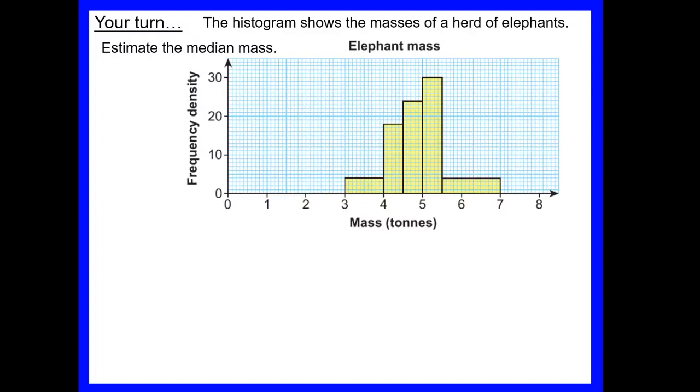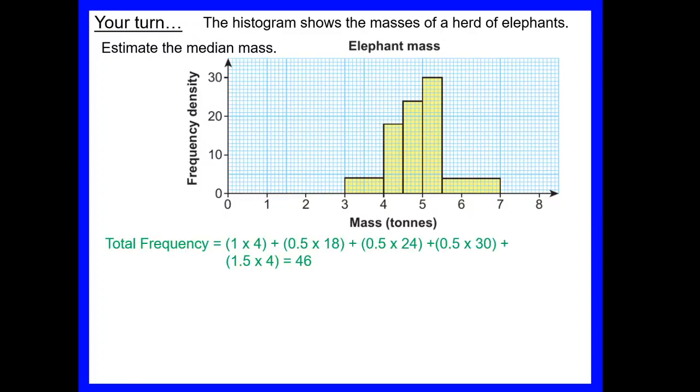Okay, let's have a look through them. So our first step was to find the frequencies of each bar and the total frequency. So the total frequency there is 46, and I've put the frequencies of each bar on each of those bars. Our next step is to find which group the middle elephant is.